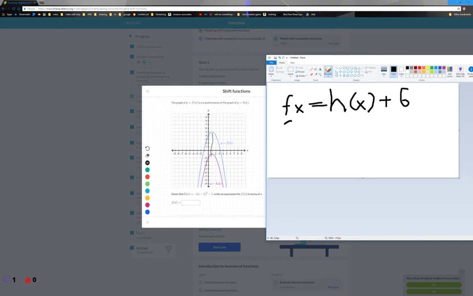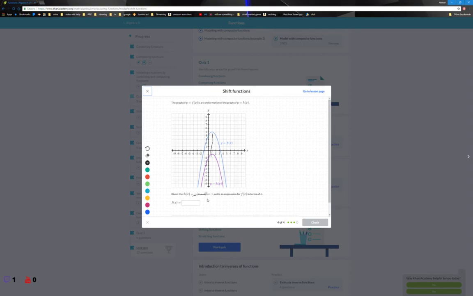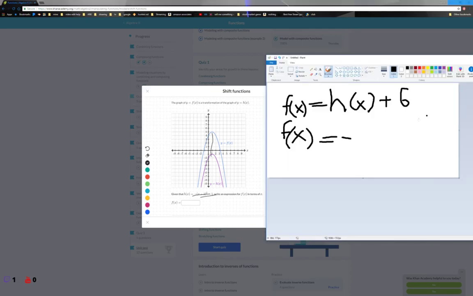So now we want to take f of x. I didn't do that in the first one. f of x equals, and we'll replace h of x with this right here, so it's negative x minus 1 squared minus 1 plus 6.